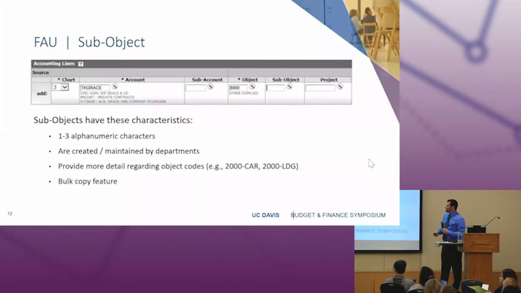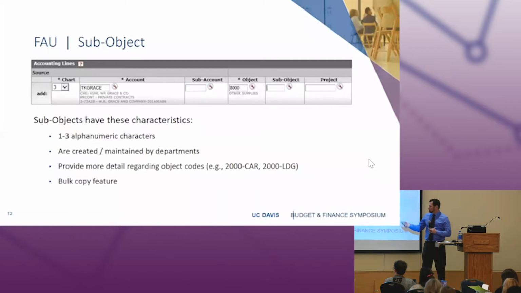All right, sub-objects. These are ways of detailing an object code. So we have this object code out there called 8000. You've all used it. It's pretty broad. And anybody using sub-objects to further break down their object codes? Nobody? Come on. Where's Brad? Brad, Unix used them all the time. Okay, so basically it's a way of further breaking down your object code.